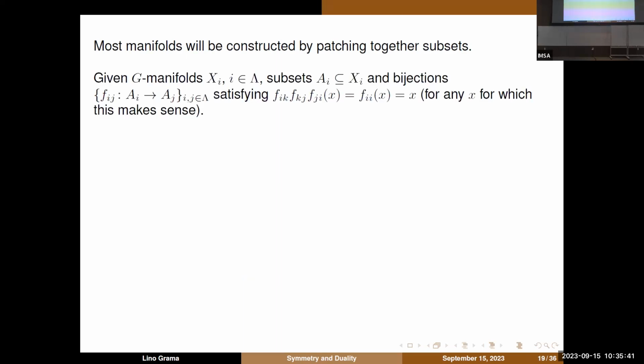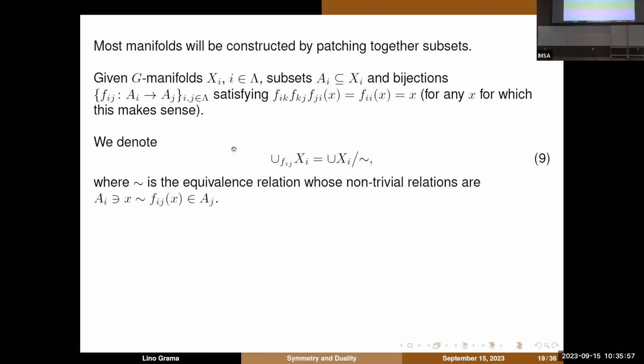And how this works in practice is, as I told you, these manifolds are just pieced together from subsets of the manifold, and we consider the bijections on these subsets, and they satisfy some cocycle condition.